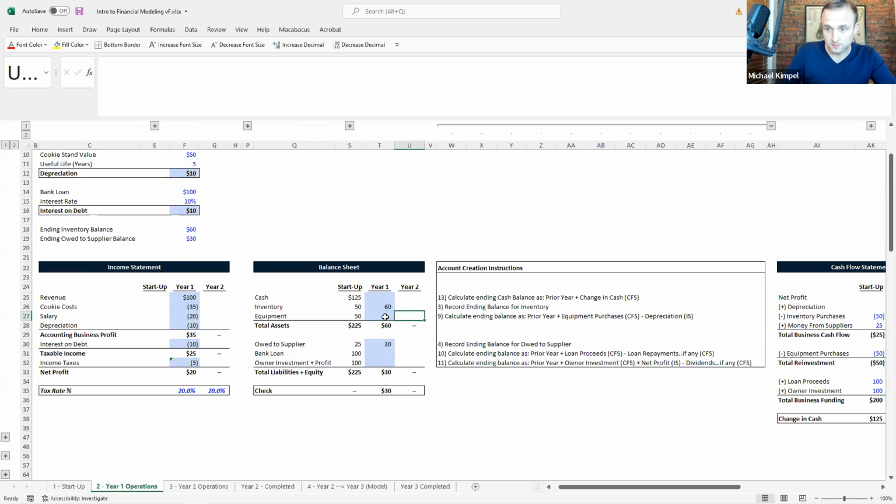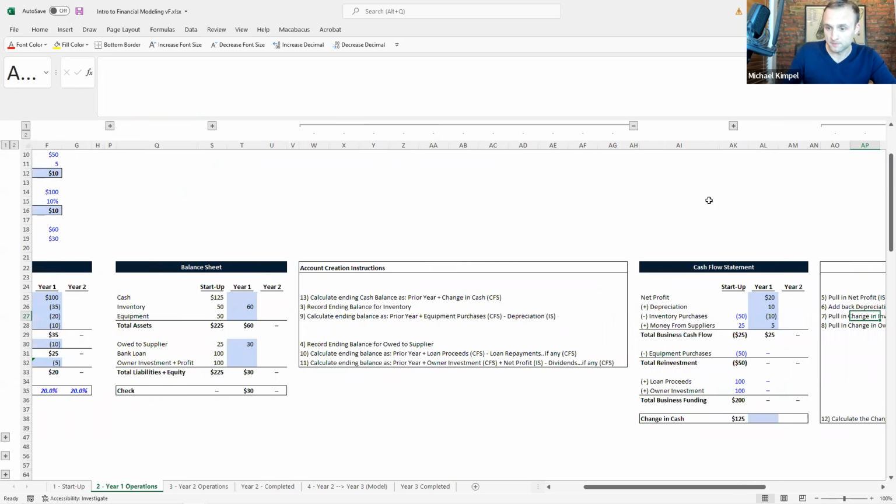Technically speaking, you should go over to the cash flow statement, if this were a proper model, and pull in any purchases. For right now, it's not fully proper. There are no purchases. We'll keep it simple for right now.